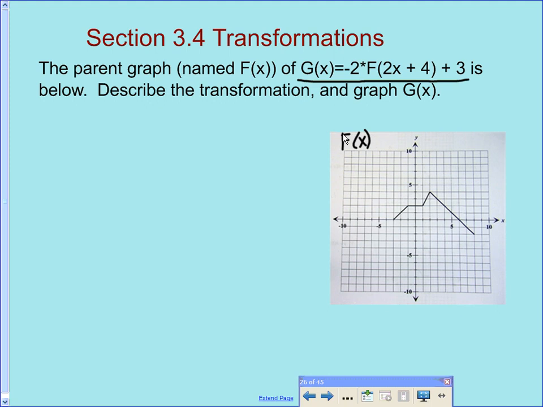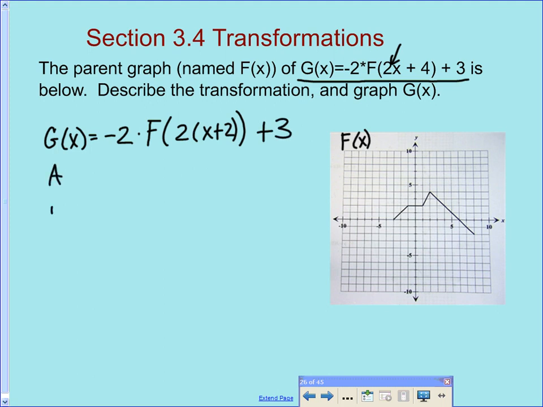So we're going to start out with our g of x, and you notice that right here we have this 2 that needs to be factored out. So we're going to write a different version of g of x where we factor out that 2, and we get negative 2 times f of 2 parenthesis x plus 2, plus 3. Okay, now that we have that, we can go through and find a, b, c, and d and talk about the transformations of each one.